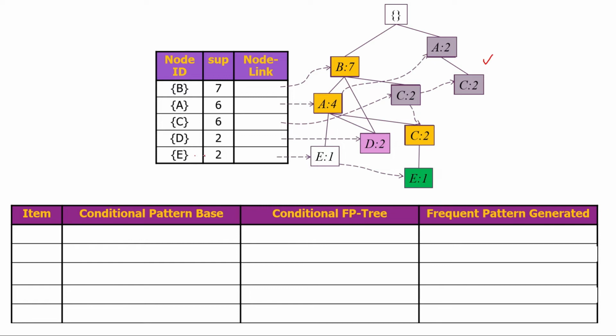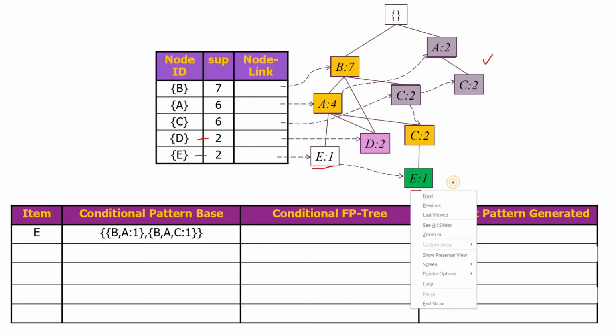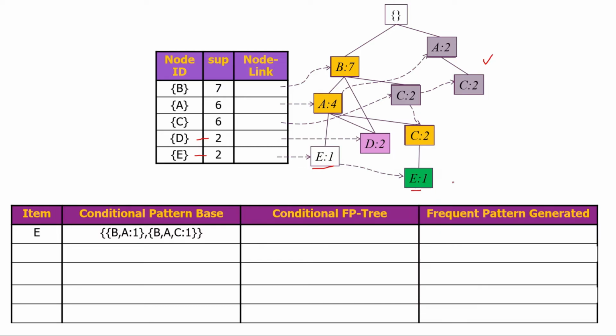E has a support count of 2. However, D is also 2, so you can take any one, it's your choice. I am taking E. So now go to your FP tree. Where is E? You need to check: E occurs here and E occurs here, so we have to traverse from the root node to this E node.